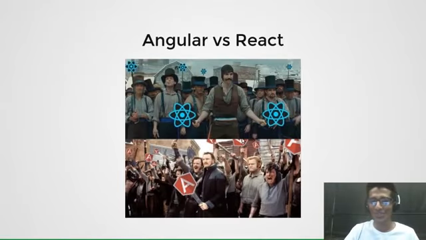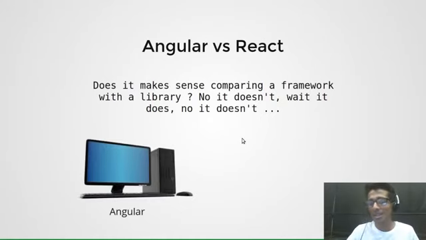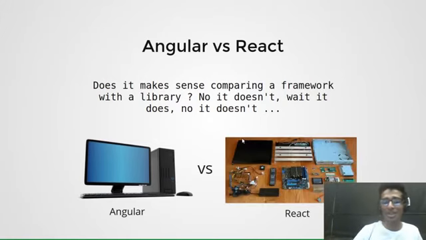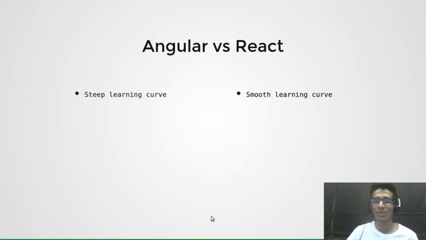Alright, now this is Go. So does it make sense comparing a framework with a library? Actually it doesn't in a certain way, but it does in another way. When you take Angular versus React, Angular is more like an assembled computer. It's already assembled. But when you are taking React, it's like purchasing a computer by selecting each and every part. So that's how we can represent ReactJS. Alright, so let's get into our comparison between AngularJS and React.